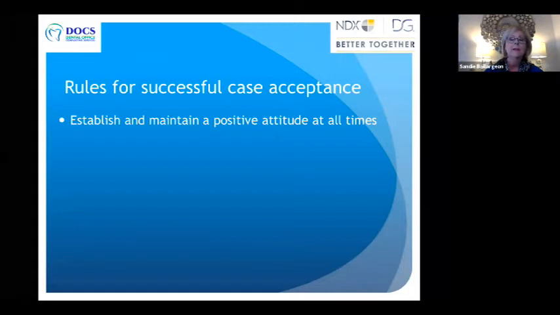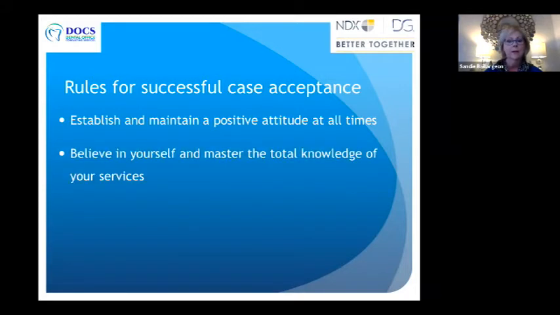And the key thing there too is she had the two people who were the decision makers, because the $70,000 treatment plan is a family decision, not just an individual decision. When it was the husband and wife that were speaking with her. So establish and maintain a positive attitude at all times. Even if you're having a bad day, try to just take a deep breath and smile, and it really makes you feel better anyway. Believe in yourself and master the total knowledge of all of your services.